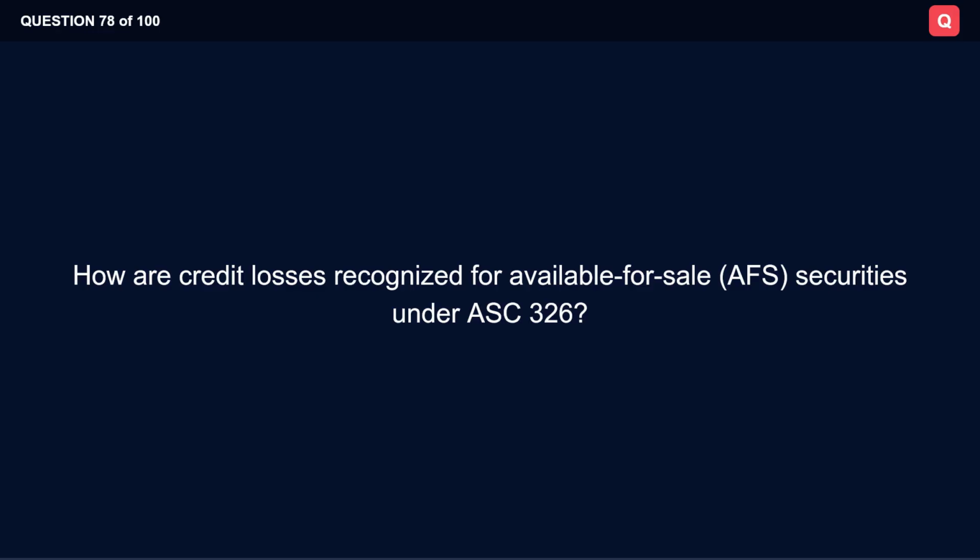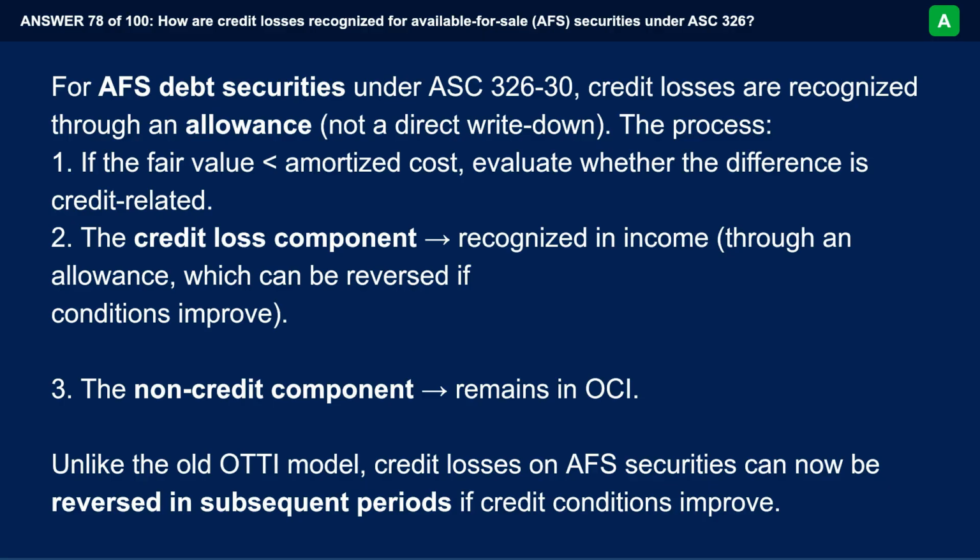How are credit losses recognized for available for sale, AFS, securities under ASC 326? For AFS debt securities under ASC 326-30, credit losses are recognized through an allowance, not a direct write-down. The process: 1. If the fair value is below amortized cost, evaluate whether the difference is credit-related. 2. The credit loss component is recognized in income through an allowance, which can be reversed if conditions improve.